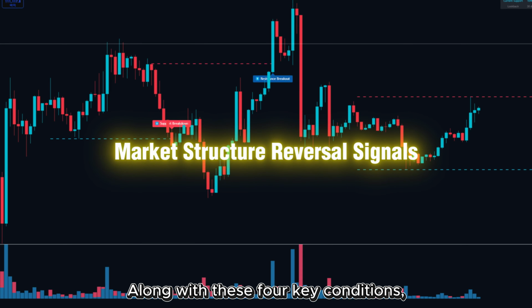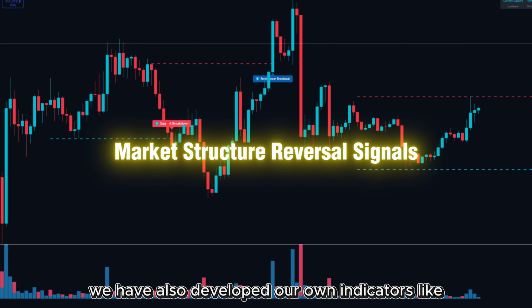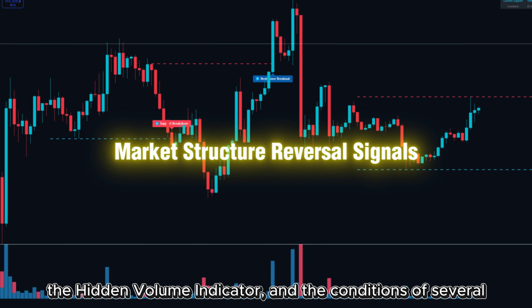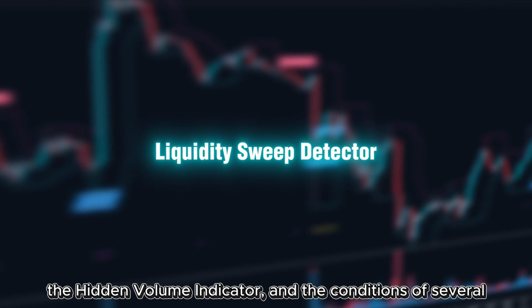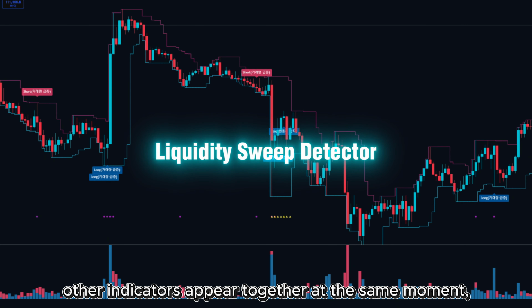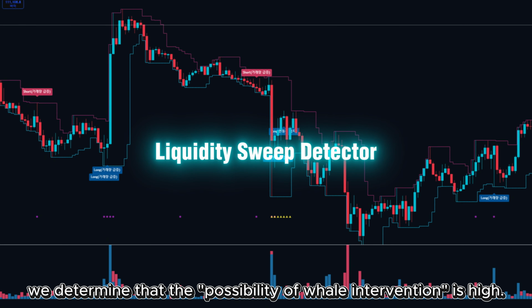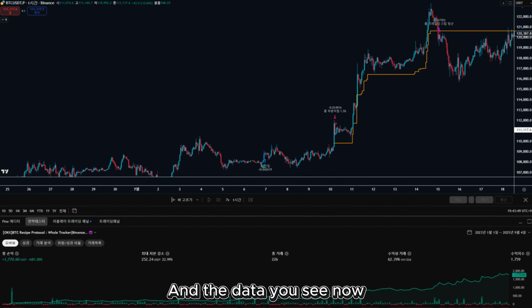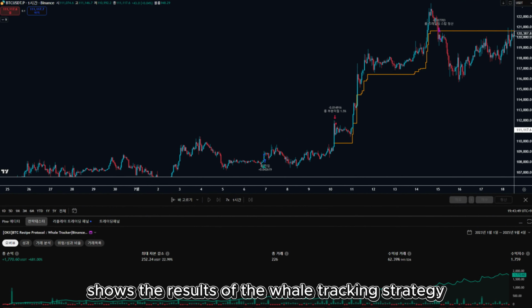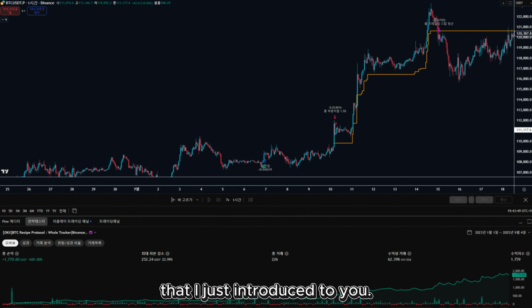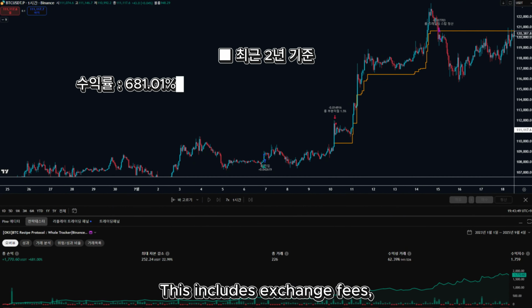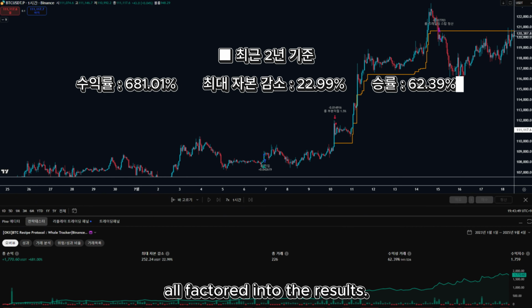Along with these 4 key conditions, we have also developed our own indicators like the hidden volume indicator, and the conditions of several other indicators appear together at the same moment. We determined that the possibility of whale intervention is high. That is our assessment. And the data you see now shows the results of the whale tracking strategy that I just introduced to you. This includes exchange fees and even leverage, all factored into the results.